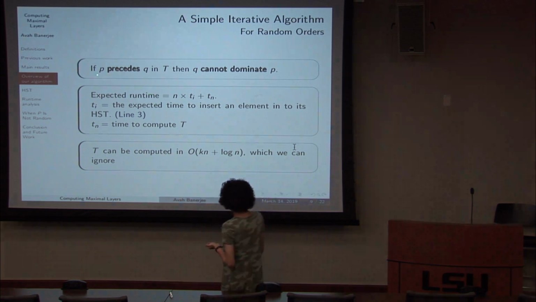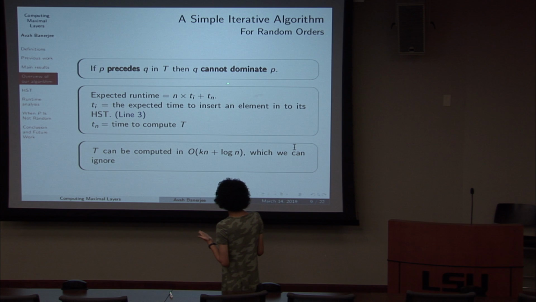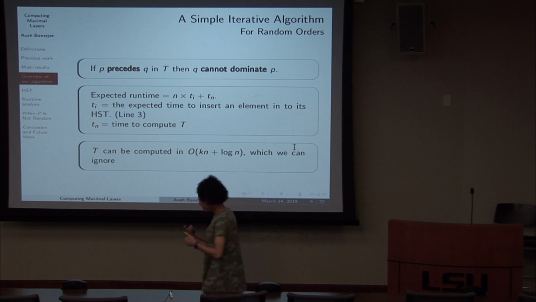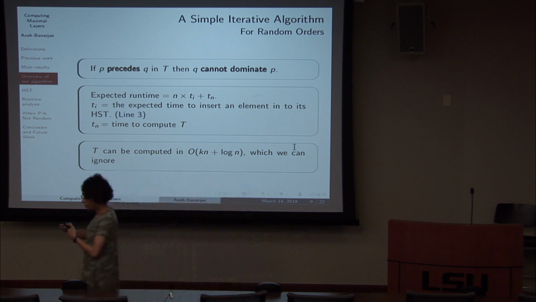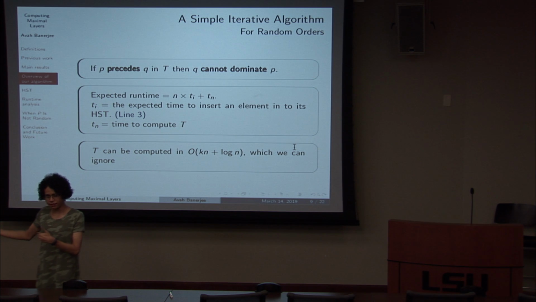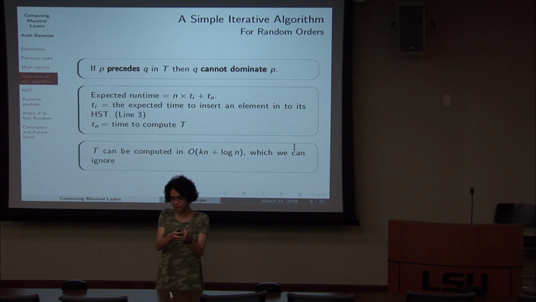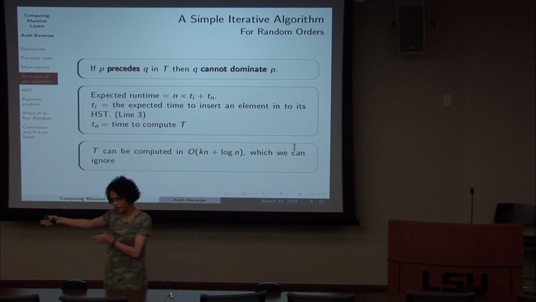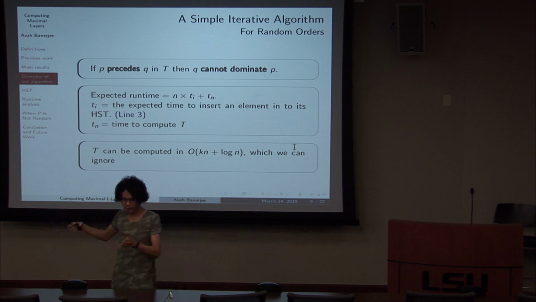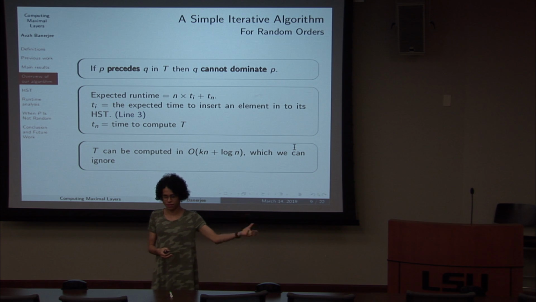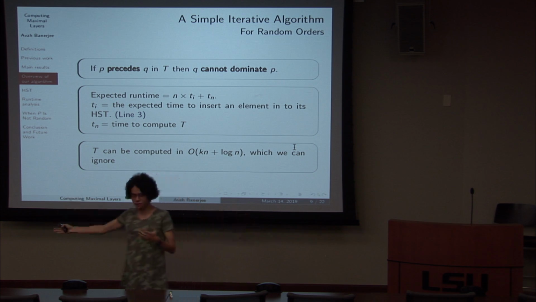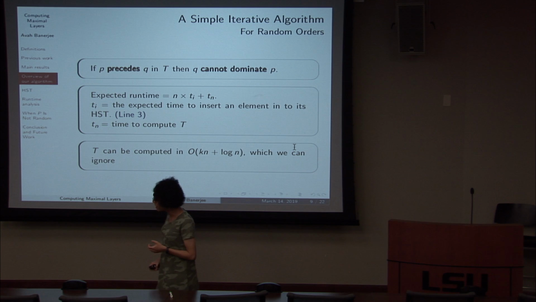The first thing is this: if P precedes Q in T, then Q cannot dominate P, because we have sorted the points based on the max coordinate value. If the max coordinate value of P is greater than the max coordinate value of Q, then Q cannot possibly dominate P, because in at least one dimension P dominates Q.